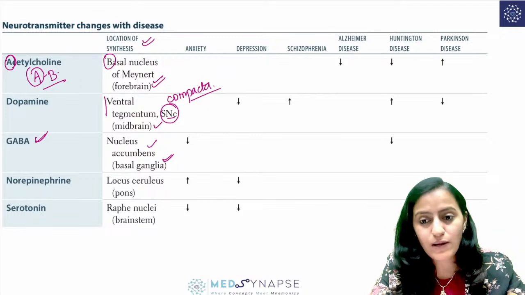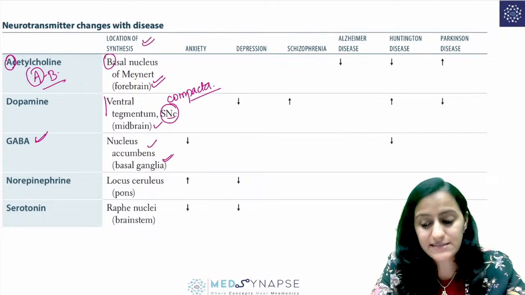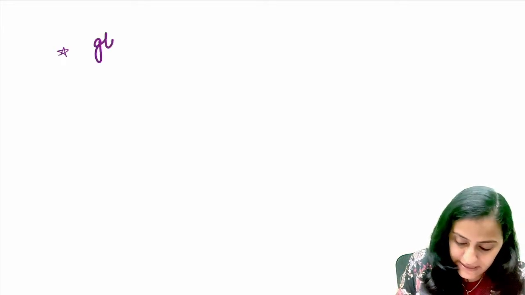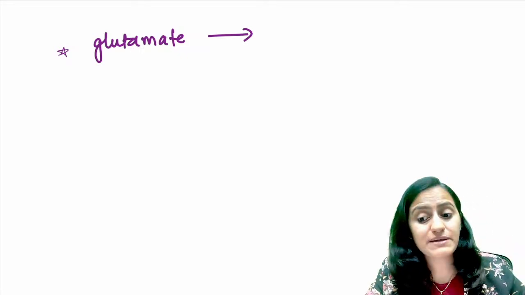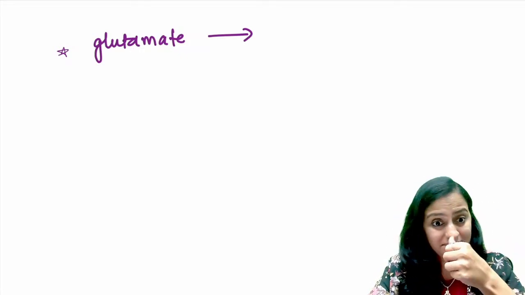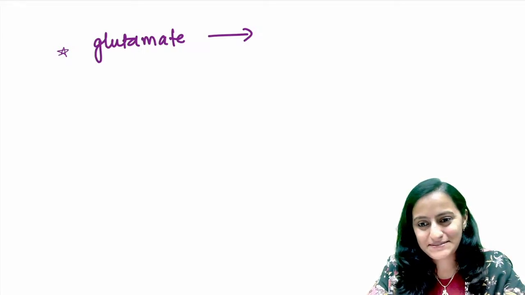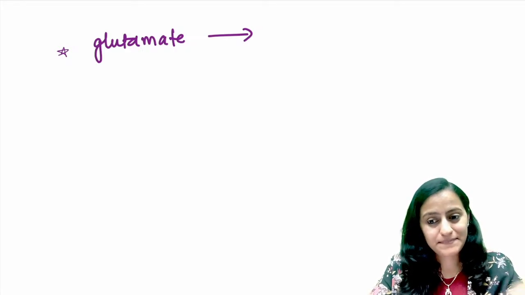So all the Medsynapse app subscribers, tell me what are the two sites in the basal ganglia circuit where you have basically not GABA but glutamate. Okay, important question: where does glutamate come in the basal ganglia circuit? What is the trick to remember for glutamate in the basal ganglia? Glutamate. At what site in the basal ganglia circuit?